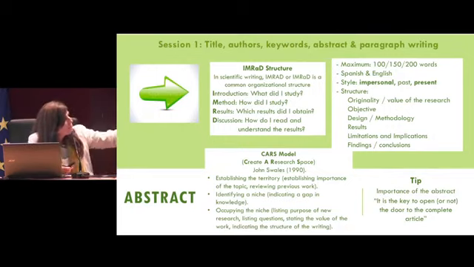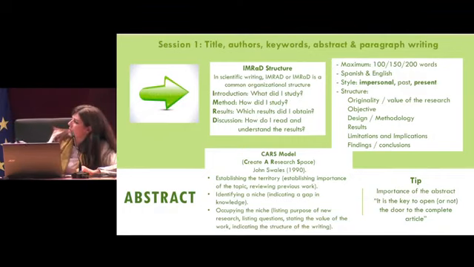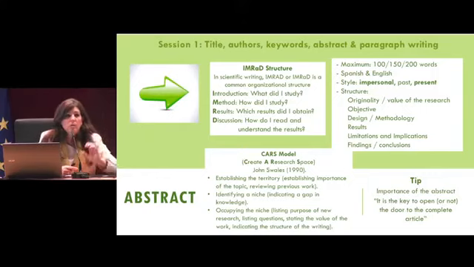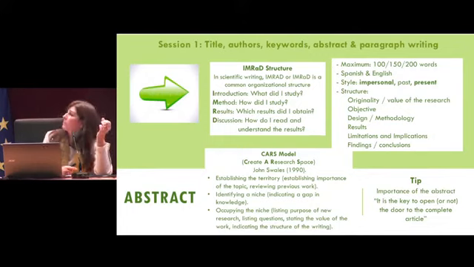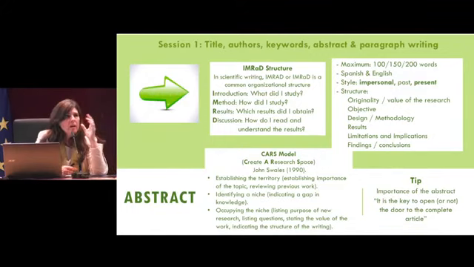So the other one I also like very much, this one, the CARS model. Create a research space, is what they call. This is by Swales in the 90s. And what do these researchers say? First thing, establishing the territory, establishing the importance of the topic and reviewing previous work. So this is finding the research gap, okay? The second step, identifying a niche, indicating a gap in knowledge. So I've been studying this and that, and now I find out that this is not in there. So this is my niche, is where I can prove something or do some research, original, brand new.